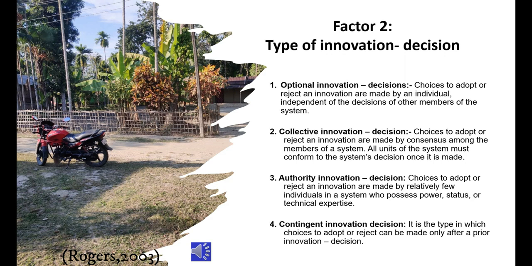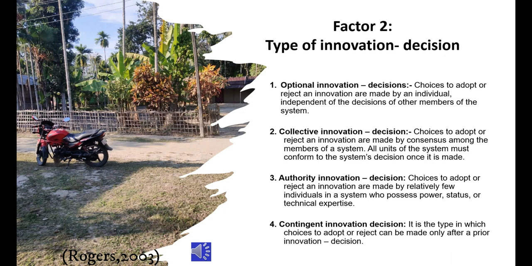Third one, authority innovation decision. Here, choices to adopt or reject an innovation are made by relatively few individuals in a system who possess power, status, or technical expertise. One decision maker makes the decision for the entire social system.